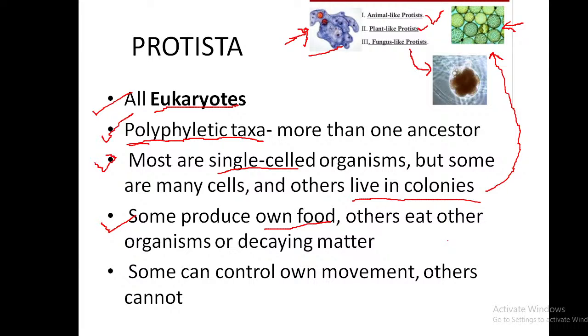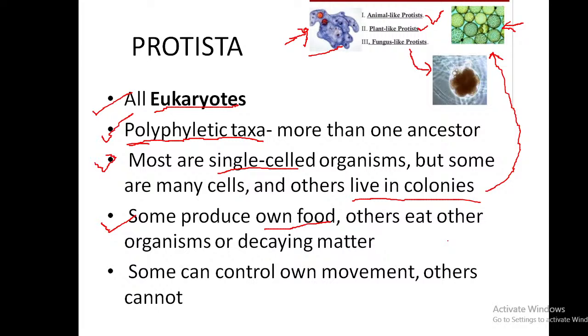Some protists are single celled, with only one cell. Some are multicellular. Some have colonial groups. Then the fourth point is they produce their own food. Plant-like protists make their own food with the help of chloroplast. Then other organisms are heterotrophic. They feed on other food particles, dead and decaying organic matter or other living organisms too.